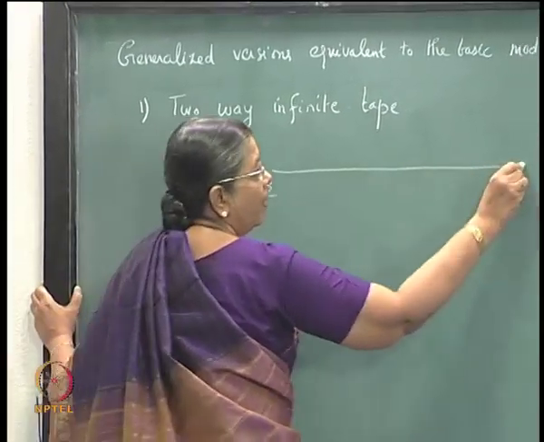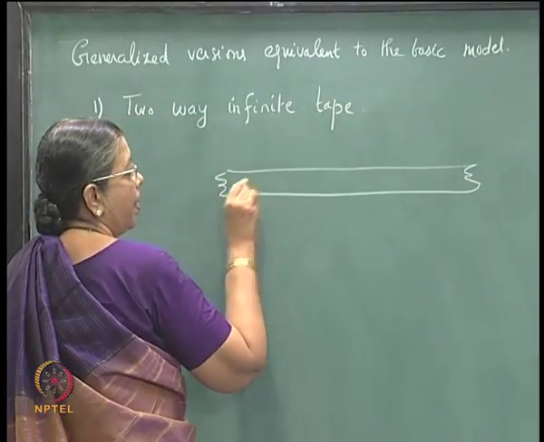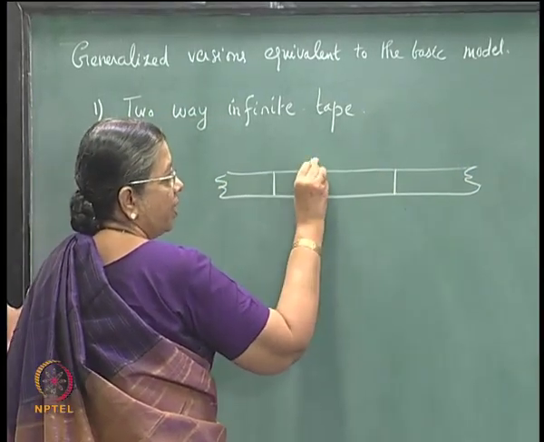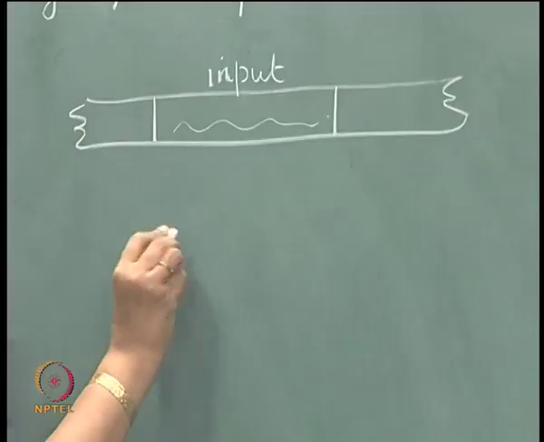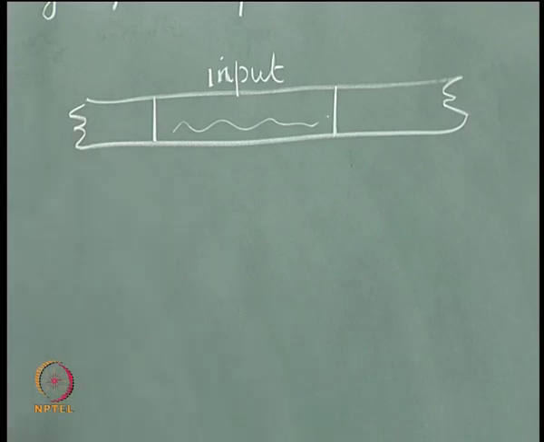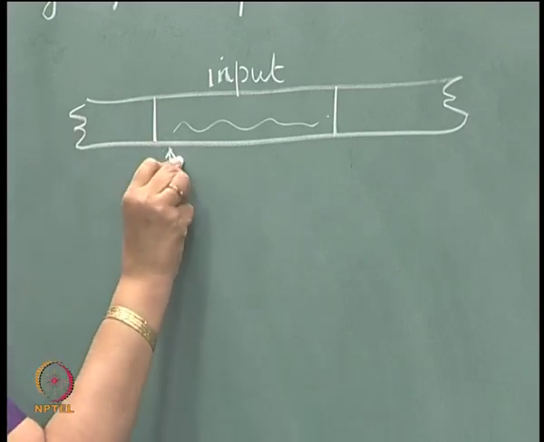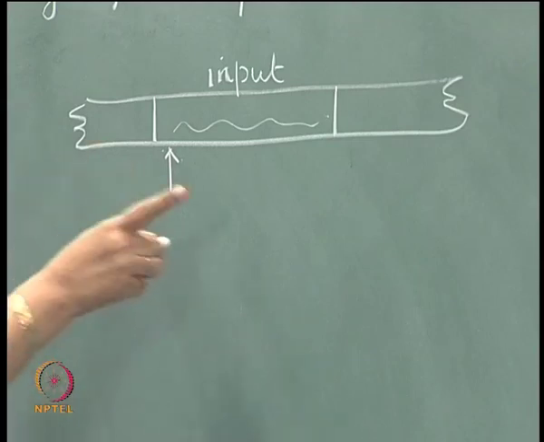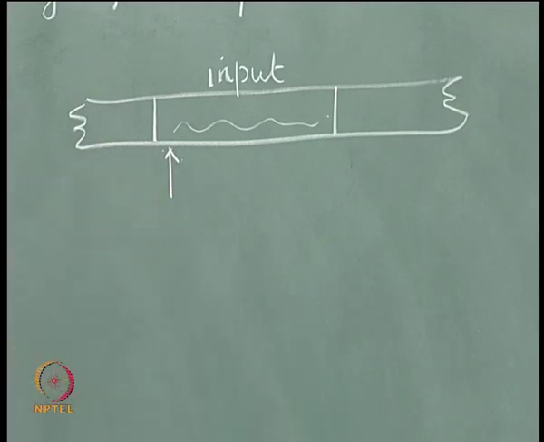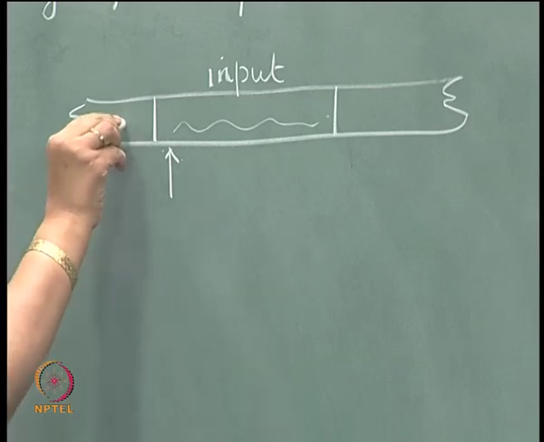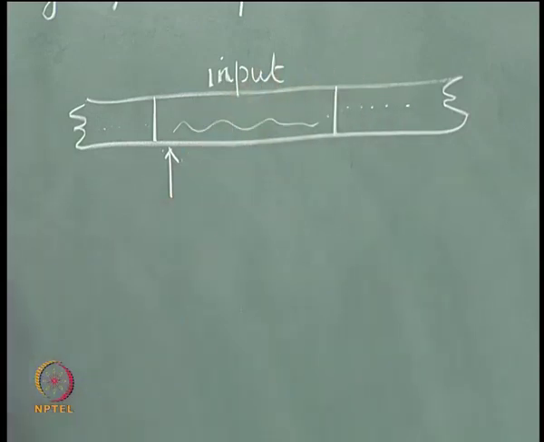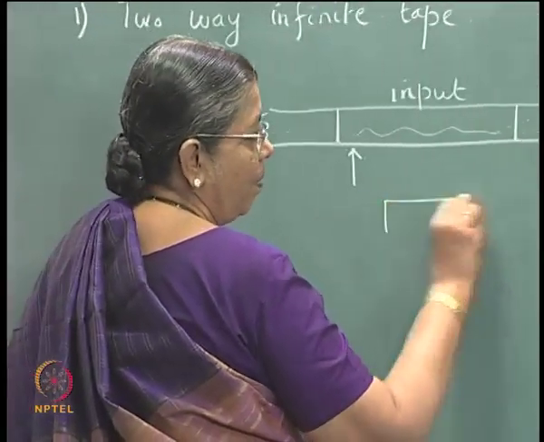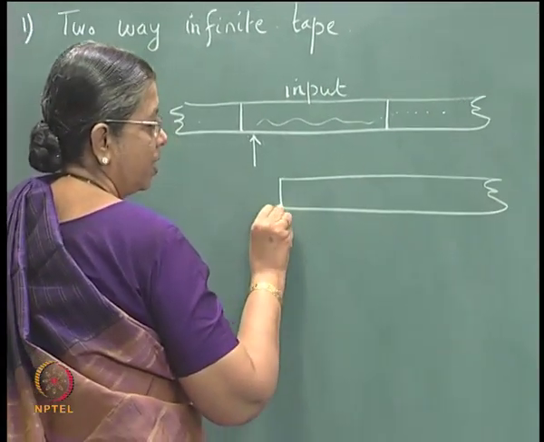You have a two-way infinite tape and the input is given here. When you look at it as acceptance, you start from here. After making some moves, it goes to a final state and accepts. You can make use of some blank cells on this side, you can make use of some blank cells on this side also.